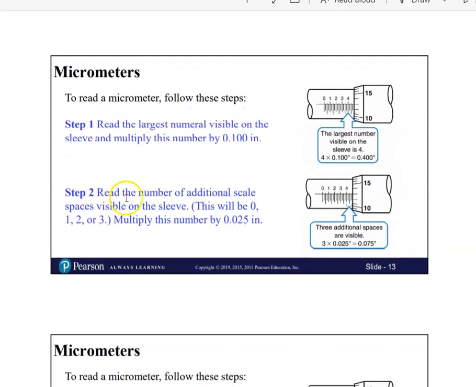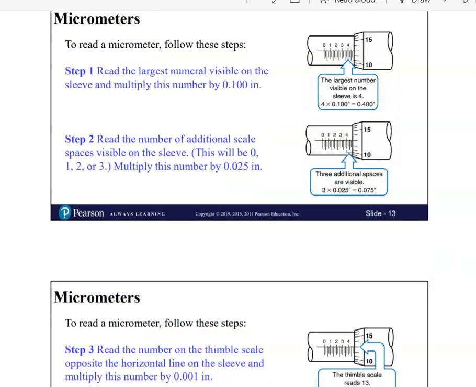Then it says to read the number of additional scale spaces visible on the sleeve. This will be 0, 1, 2, or 3. So we have 3 additional spaces that are visible. If you look past the 4, you can see that there are 1, 2, 3 other marks. So you're going to take that 3 and multiply it by 0.025 to get 0.075.